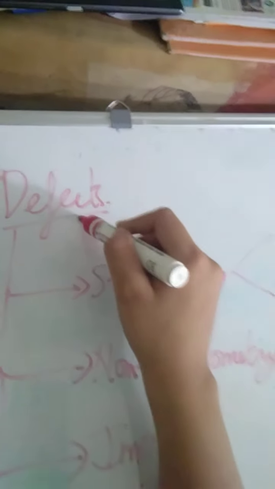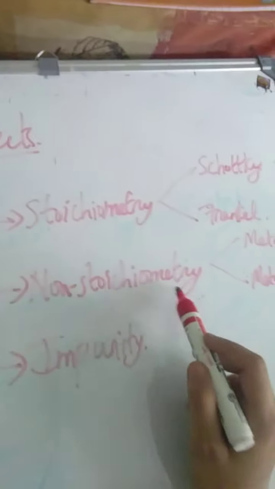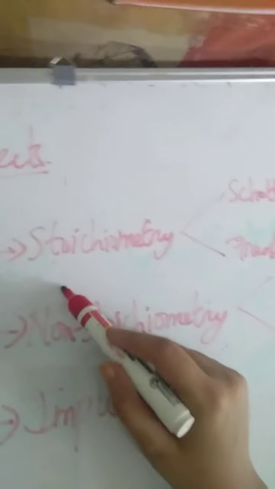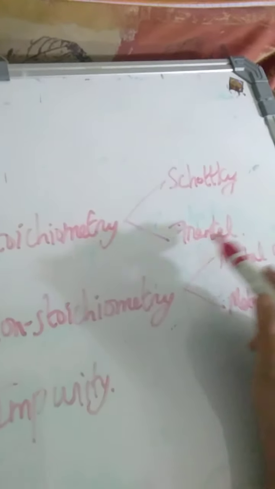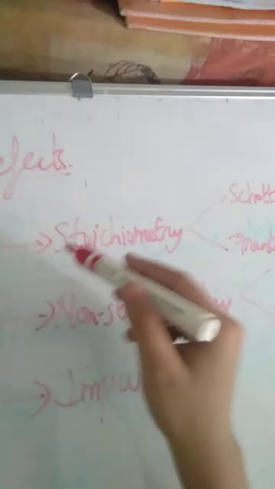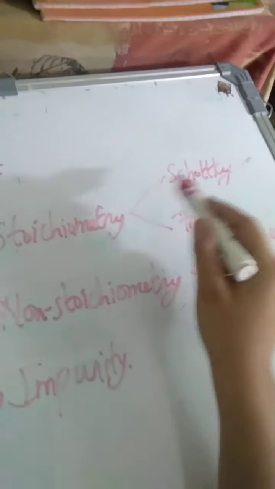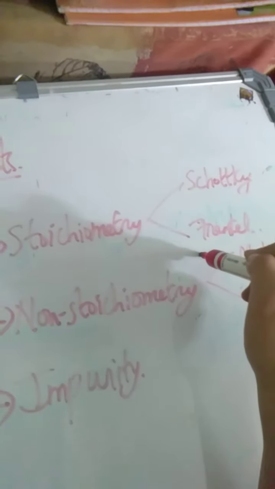So now we will discuss the different defects. There are three types of defects: stoichiometric, non-stoichiometric, and impurities. Okay, so for stoichiometric defects, the two most important ones are Schottky and Frenkel, and non-stoichiometric are metal excess and metal deficient defects. Then you have the impurity. So the most important is the stoichiometric defect, where you have the Schottky and the Frenkel defects.